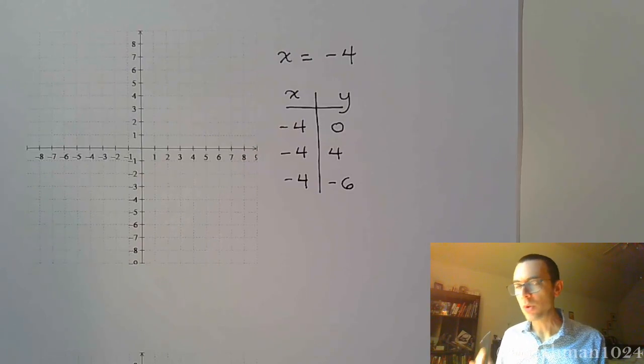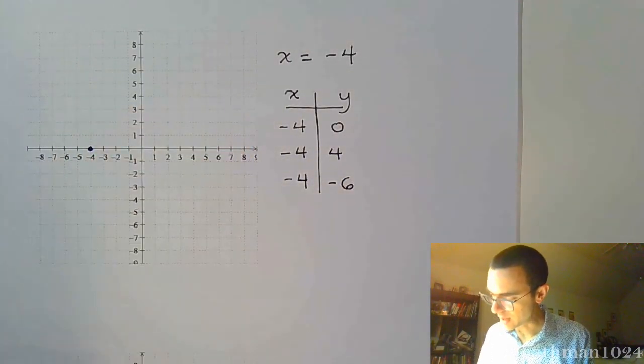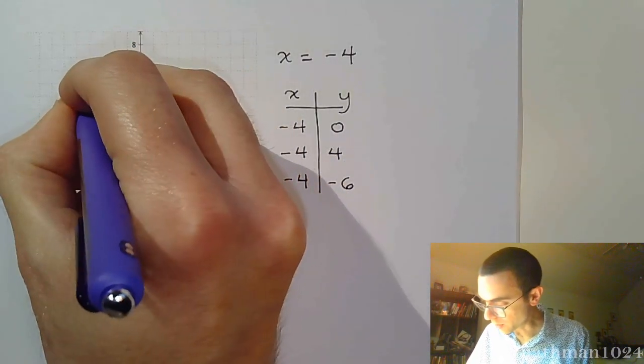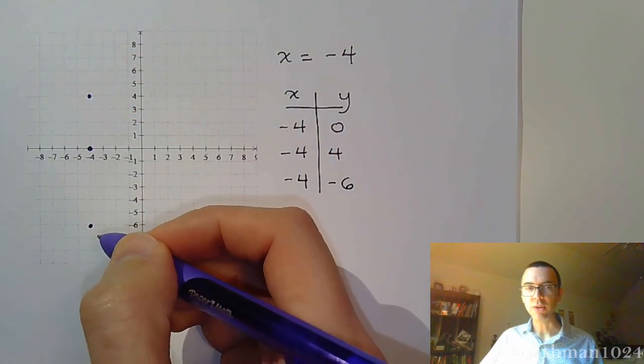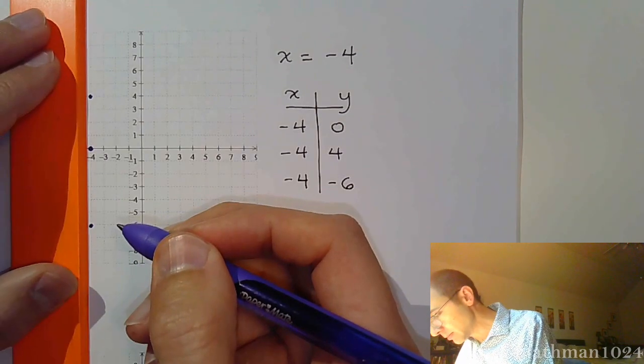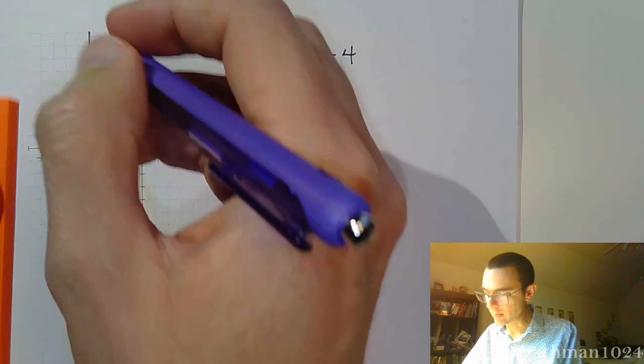That's it. And when you start to plot these points, you get -4, 0 right here, -4, 4, and -4, -6. So you get a vertical line like that.